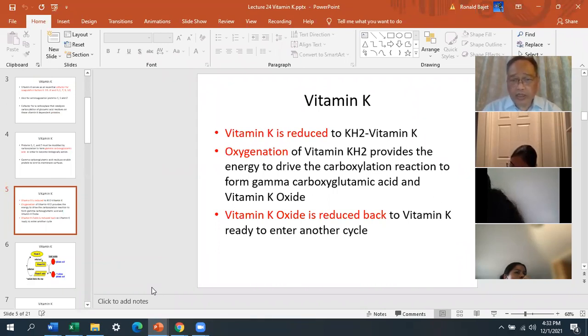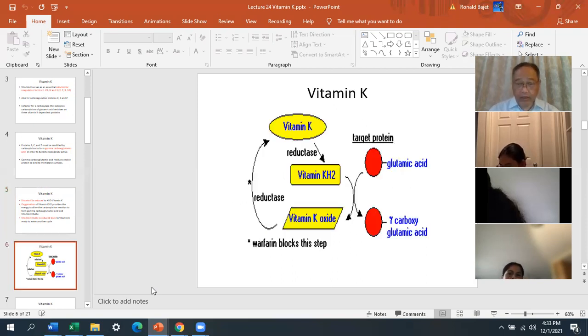It's reduced to KH2 vitamin K. Oxygenation of the vitamin K becomes oxidized to drive the carboxylation reaction, that carboxylation reaction to gamma carboxyglutamic acid and vitamin K oxide. Okay, so it goes from the reduced form to the oxidized form. And the vitamin K oxide is then reduced back to vitamin K and it's ready to enter another cycle.